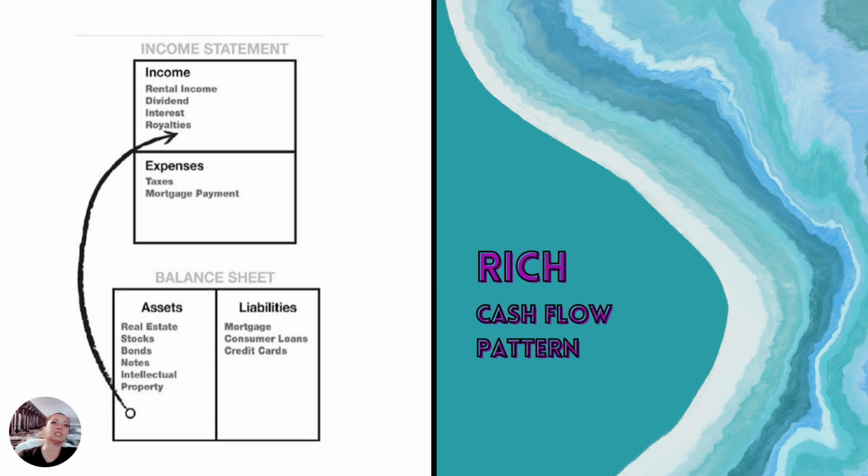Then the next one is the rich cash flow pattern. When I say rich here, I'm not talking about the amount of money they make, but just how the cash flows. So you can make $5,000 or $50,000 per month, but what makes this a rich cash flow pattern is that the assets are actually paying the income. They're paying for the expenses.